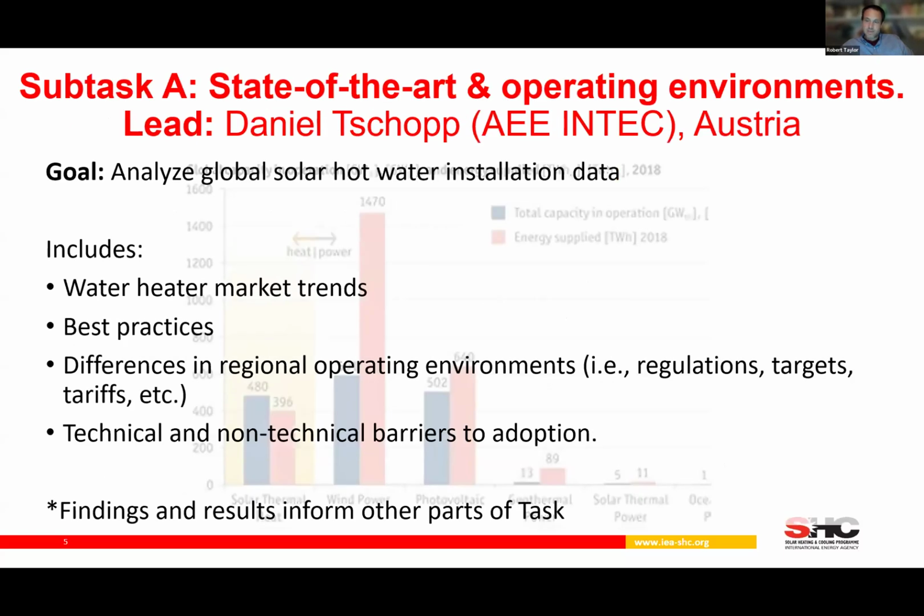And the task has basically four parts to it. The first part, I think Bärbel mentioned, is drawing a little bit on the work that's done by Solar Heat Worldwide. So it's just data collection of how many of these systems are installed around the world, what the best practices for them are, and, like I just mentioned, barriers to adoption.